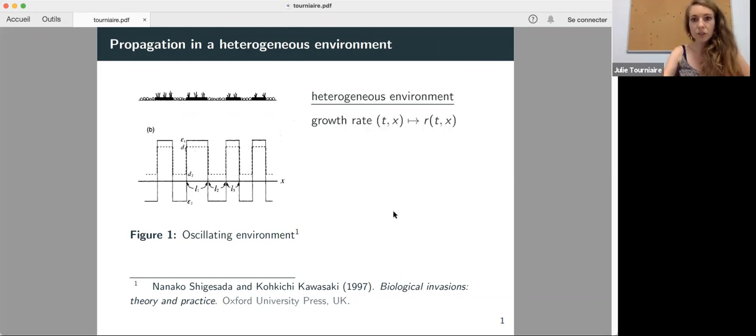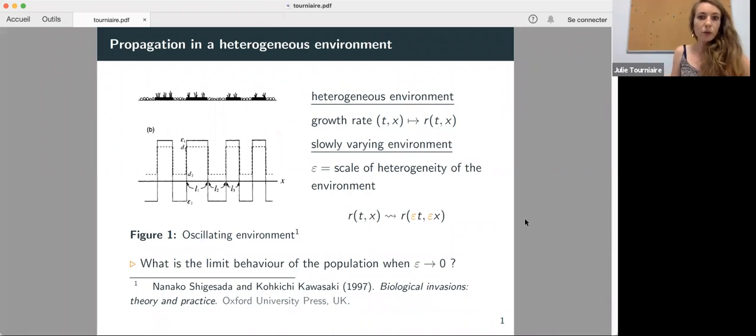More generally, if we want to describe environments varying with time, we can consider time-space dependent growth rates. In this work, we are interested in slowly varying environments. So we introduce a small parameter epsilon, the scale of heterogeneity of the environment. Instead of considering a function r of t, x, we'll consider a function r of epsilon t, epsilon x. And the question is, what is the asymptotic behavior of the population when epsilon tends to 0?